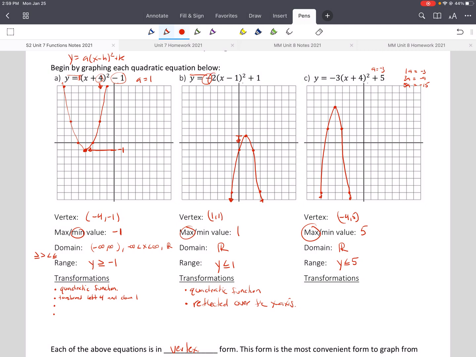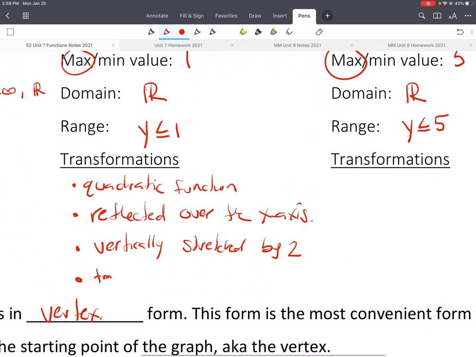Next thing we have is our 2. That means it is vertically stretched by a factor of 2. And then we look at our h. Our h is 1 and our k is 1. So we're going to say transformed 1 to the right and 1 unit up.